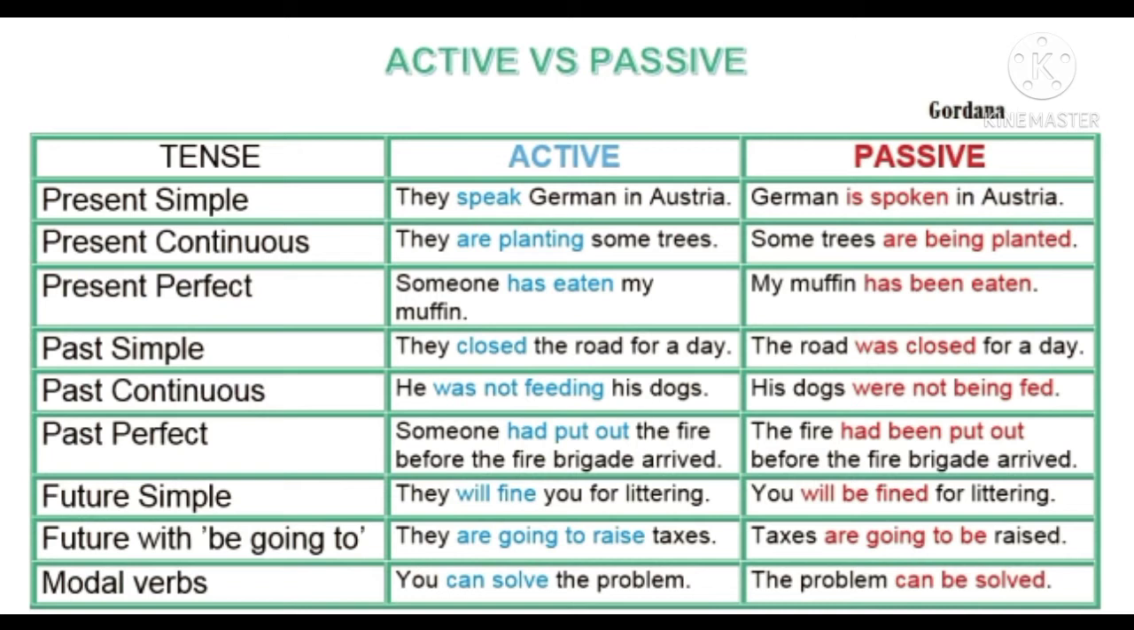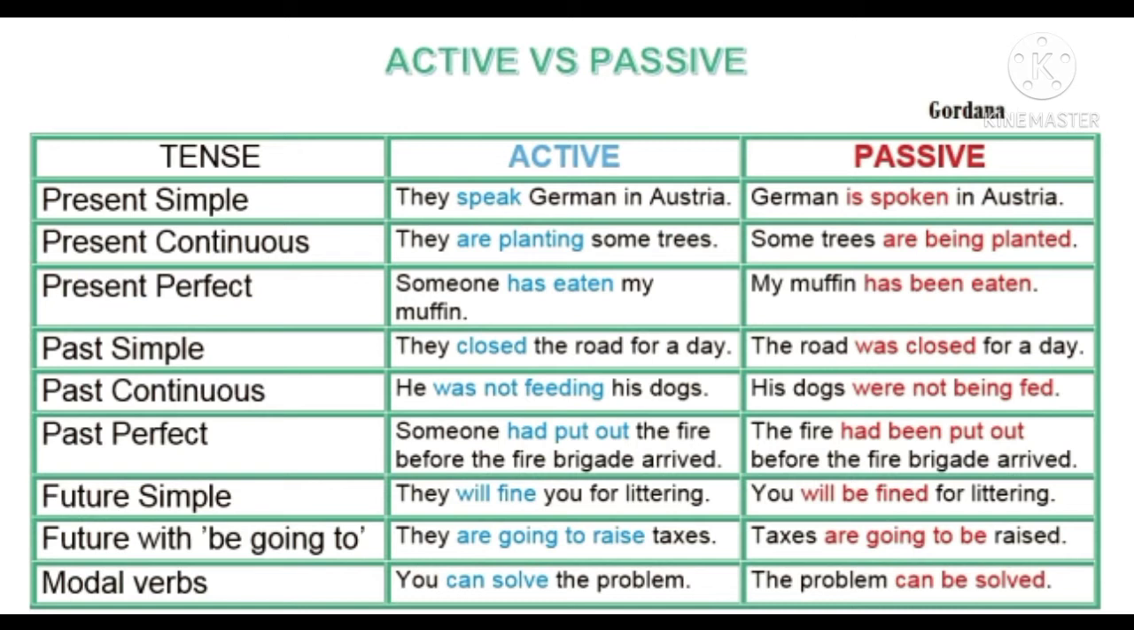Present perfect tense, someone has eaten my muffin. So again, with perfect tenses, the verb been will be added. So has eaten my muffin will change into my muffin has been eaten, has or have been eaten.